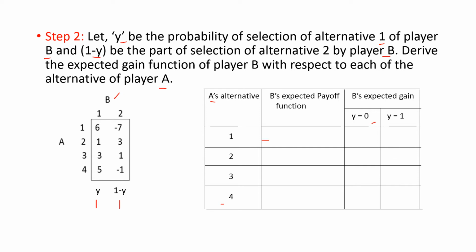Substitute y equal to 0 and y equal to 1 and find the answers. In the table before, in the 2 cross n game, this was B and here it is A, and here also it is A's expected gain. When we come to the M cross 2 game, we have A's alternative, B's expected payoff function and B's expected gain. Only that is the difference, with x there and y here. Just compare both and learn.